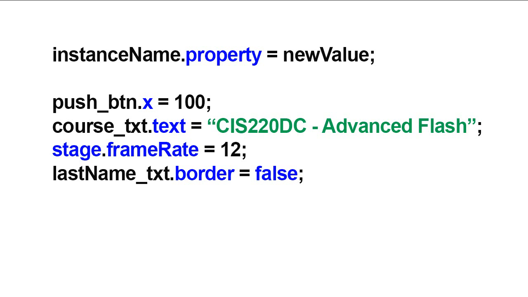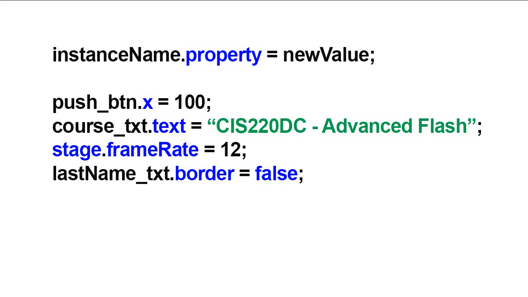Programming in Flash with ActionScript often involves changing the property value of an object. The general form for that is the instance name of the object, dot, whatever the property is we want to change, equals some new value. And I have here several different examples.